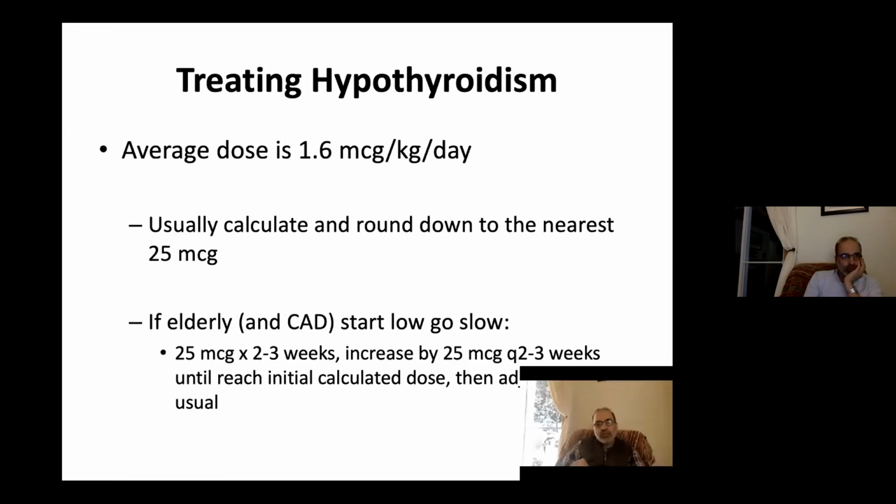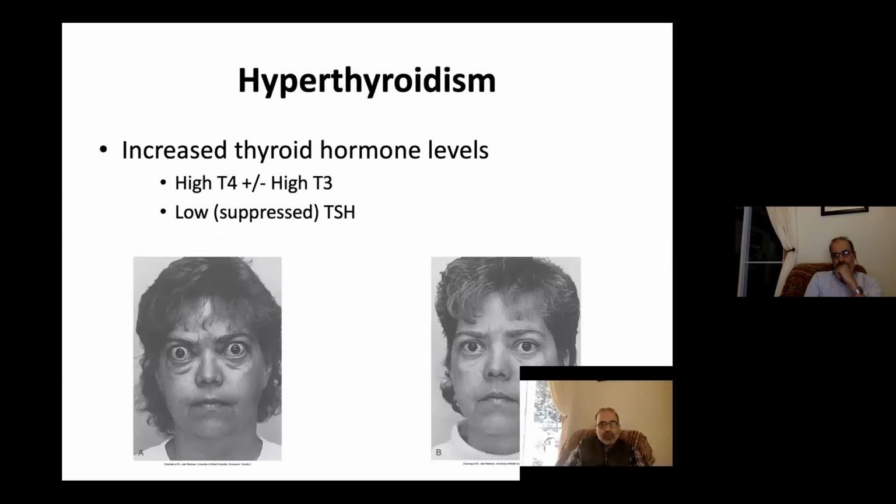The average dose of thyroxine is 1.6 micrograms per kilogram. And, you know, if you have an elderly patient, you start them with a smaller dose. The reason is that there's a high risk of inducing cardiac disease or heart failure. So you start very slowly and build up the dose. And that is a very common problem that we sometimes see in our practice.